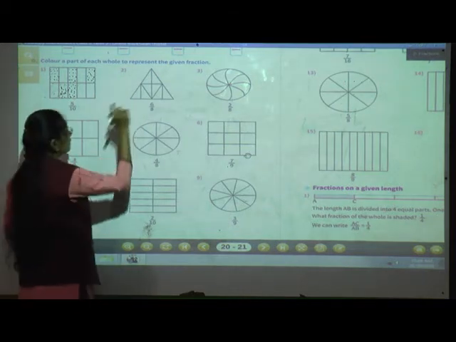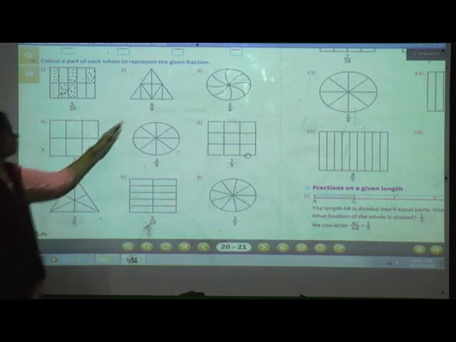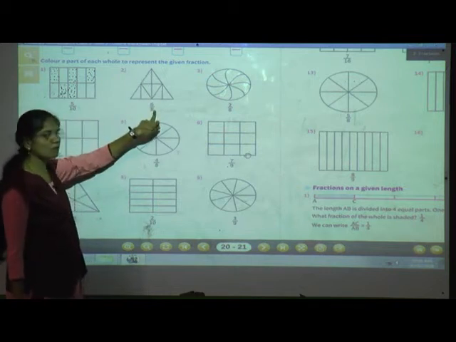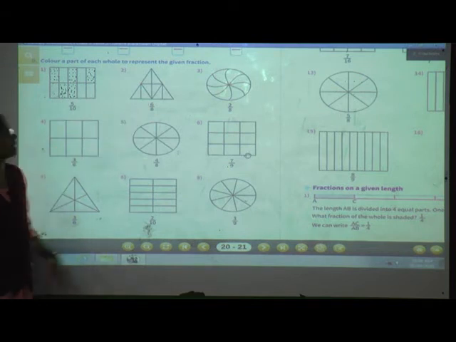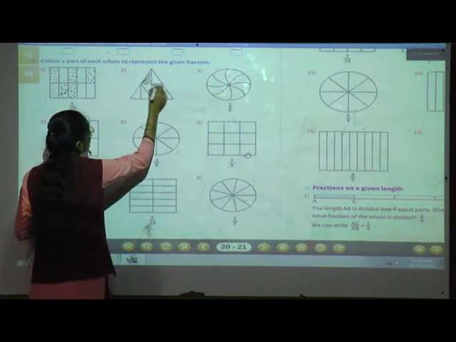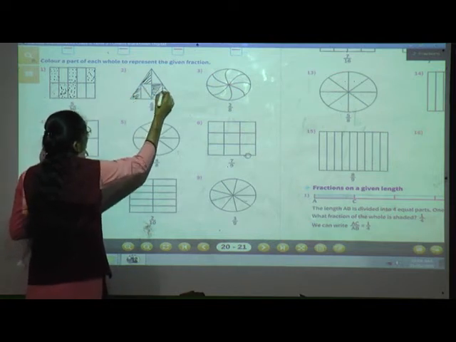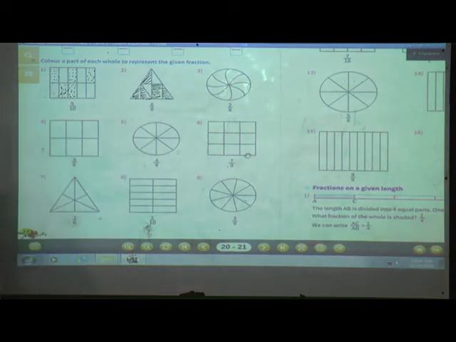Okay, now see the next example. 6 by 8. The fraction is 6 by 8, means in this example, this whole is divided into 8 equal parts, and out of those 8 parts we have to color 6 parts only. Okay, so color the 6 parts. 1, 2, 3, 4, 5 and 6. Any 6 parts you can color to show the fraction 6 by 8.